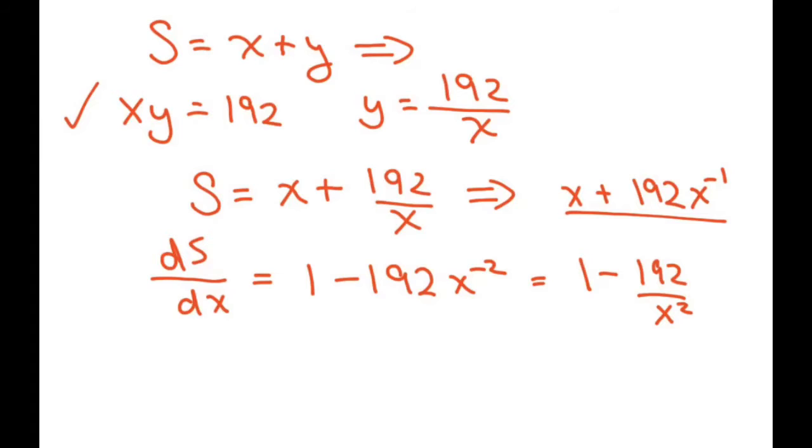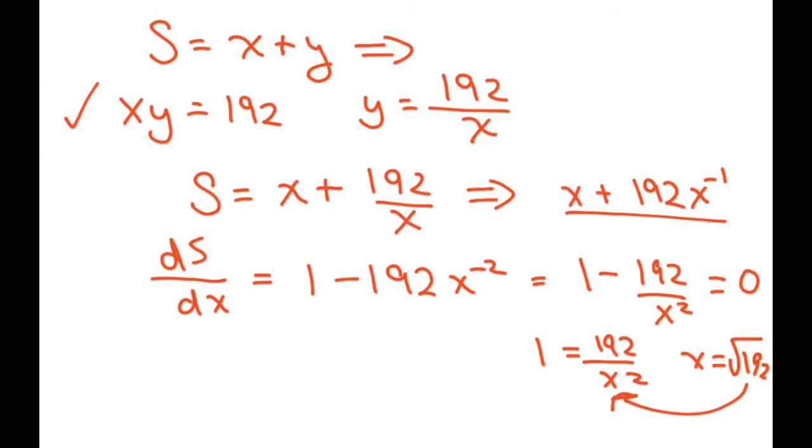Alright? So basically, if we solve for this and set it equal to 0, we're going to get 1 equals 192 over x squared, and this happens when x equals the square root of 192. So you plug that in there.